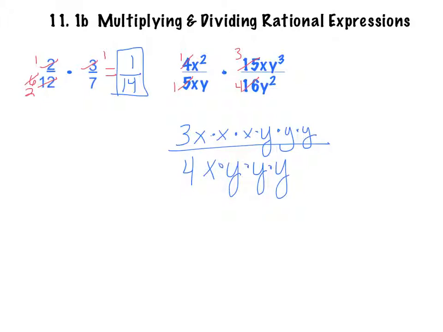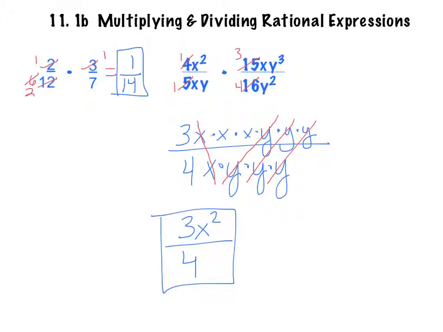When you try to reduce, in the same way you can reduce numbers, you can reduce variables. This x could divide out with that x. This y could divide out with that y, and this one, and this one. And so what you're looking at then is, after you divide those all out, what's left. So your final answer on this would be a 3, and we have 2 x's on top, so we'll call that x squared over a 4. And that's our final answer.